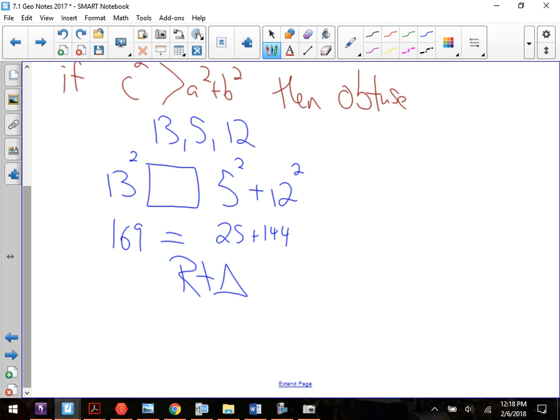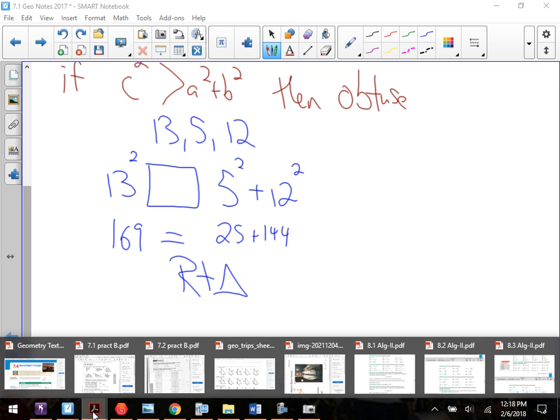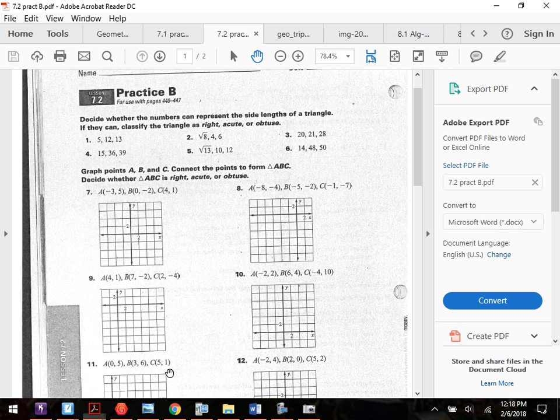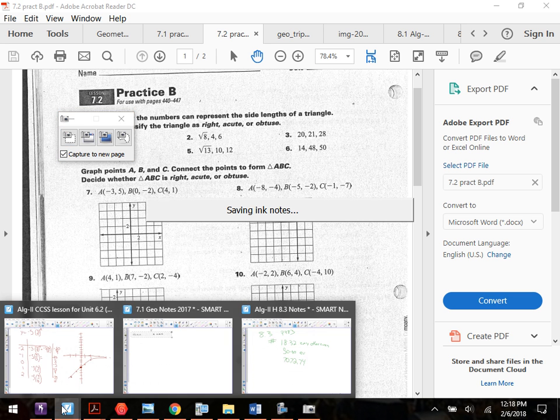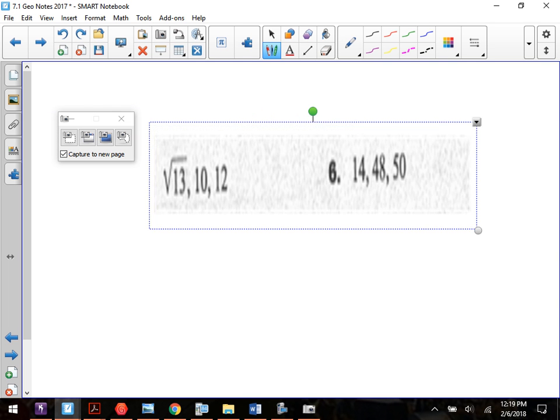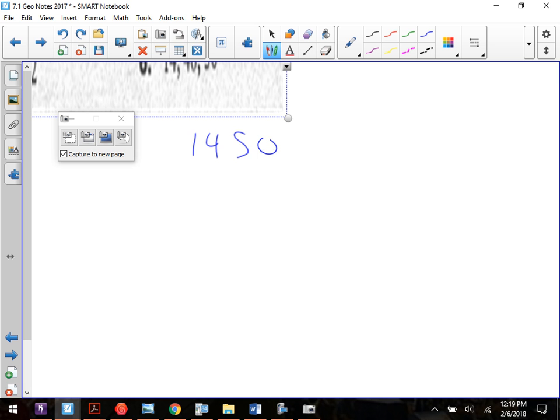Okay. Given sets of sides, for example, I want to look at 14, 50, and 48. Which one of those has to be playing the role of the value of C? The big one. Good. That one would be 50.